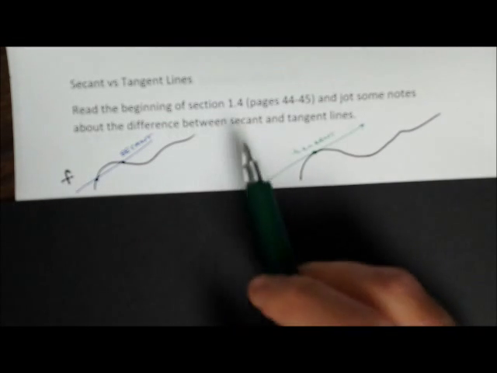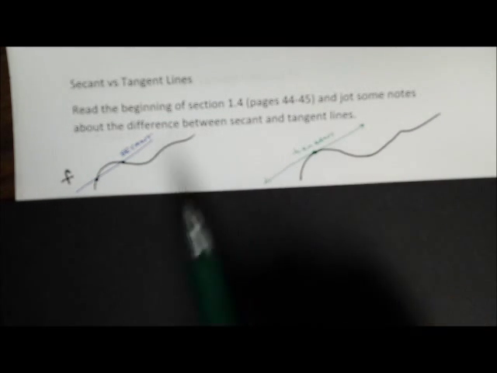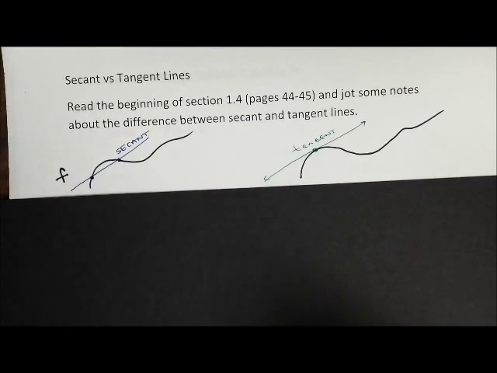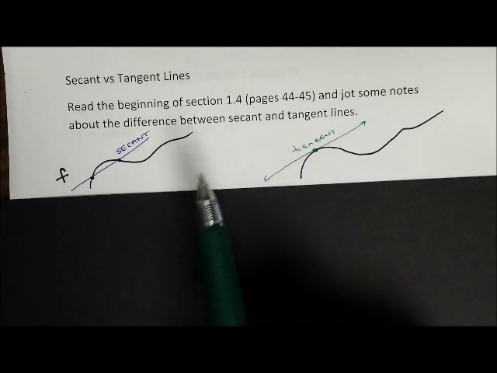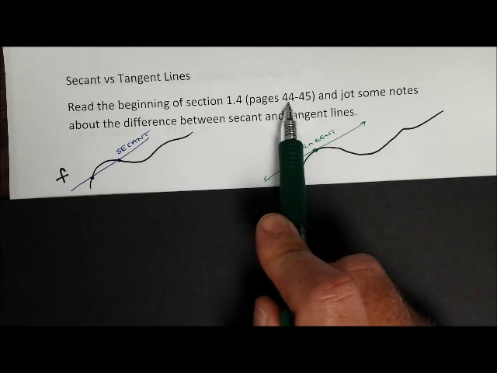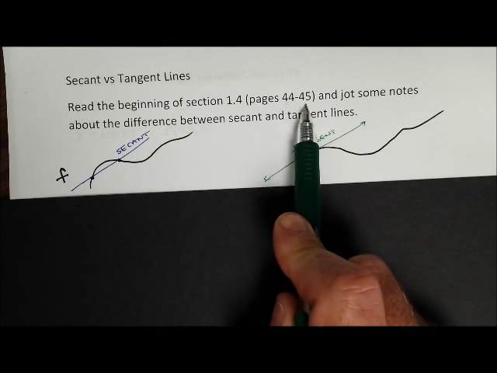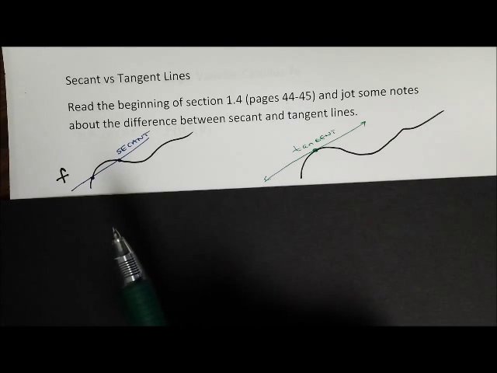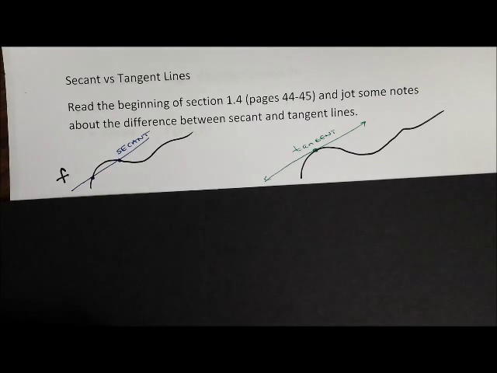If you want more of an explanation, you can see your book. This is from the James Stewart book, edition 7E. It's in section 1.4. And if you take a look at the bottom of page 44 and maybe about halfway through page 45, that'll get you a good idea as well. Okay, on to the examples here.